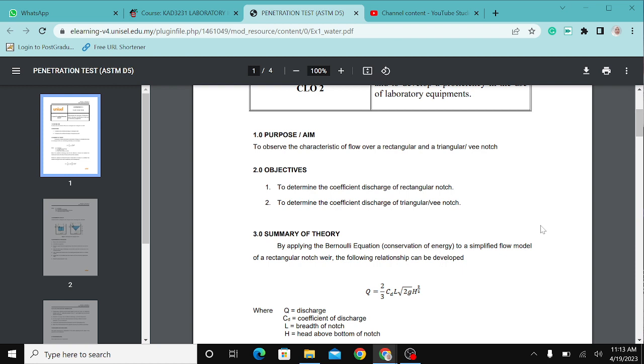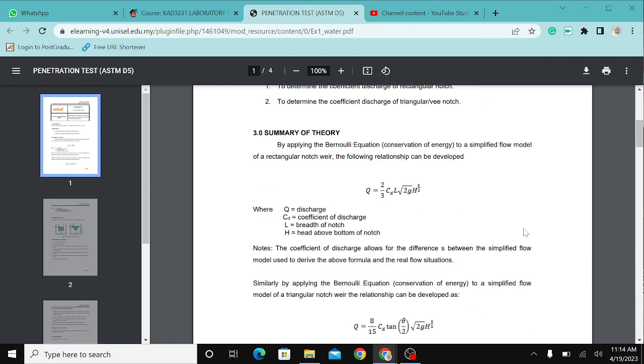First one is to determine the coefficient of discharge of the rectangular notch. Second is to determine the coefficient of discharge of the triangular or V-notch. So basically, students must know how to calculate the coefficient values. In this experiment, you have to know about the Bernoulli equation.